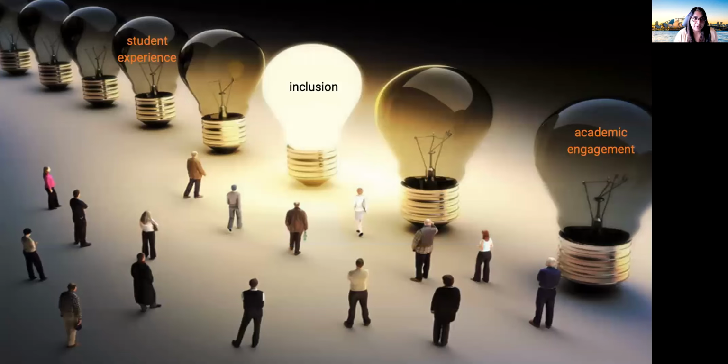Some of the things that I was targeting very specifically in my course was to improve the student experience, to make sure all students felt included in learning, especially as we were remote, and to make sure that all students felt that they could engage with academics. And I think that with the initiatives that we tried, that was very successful.